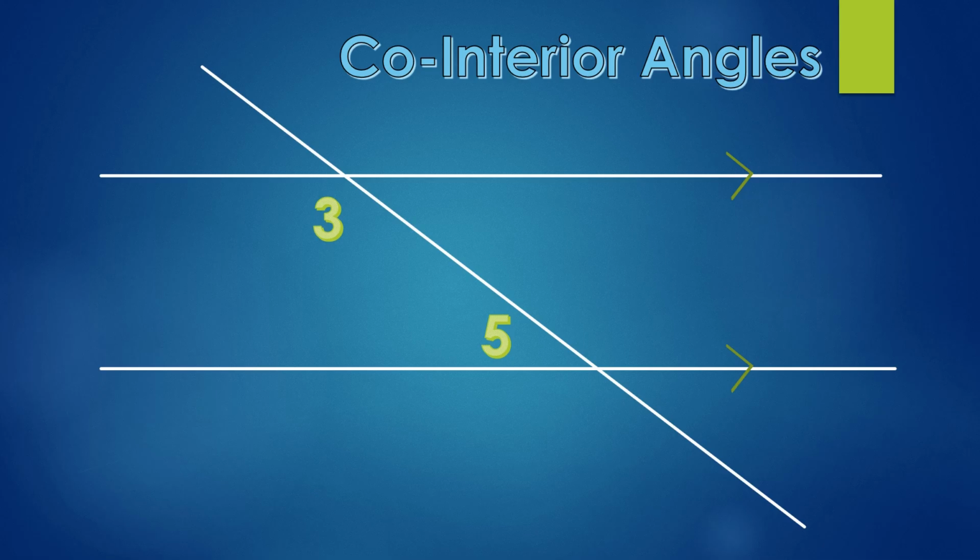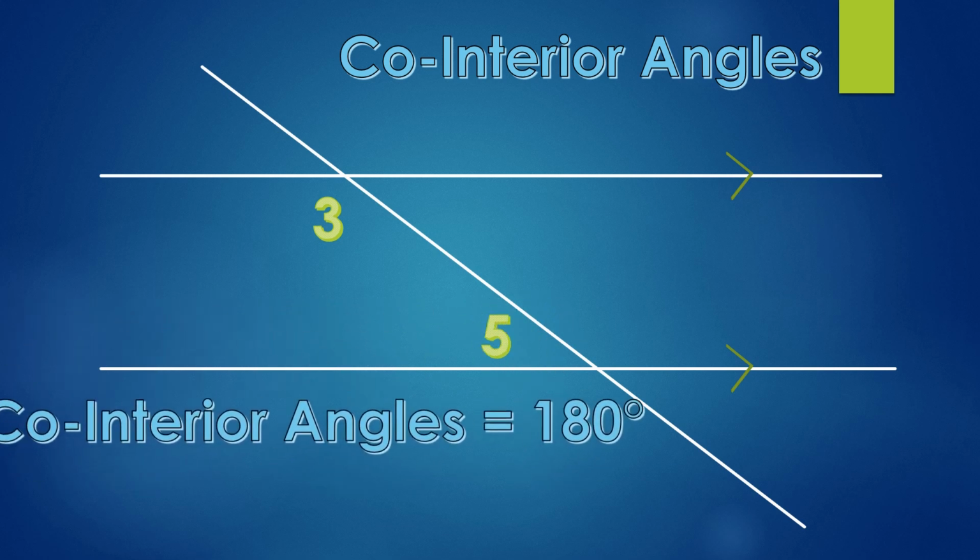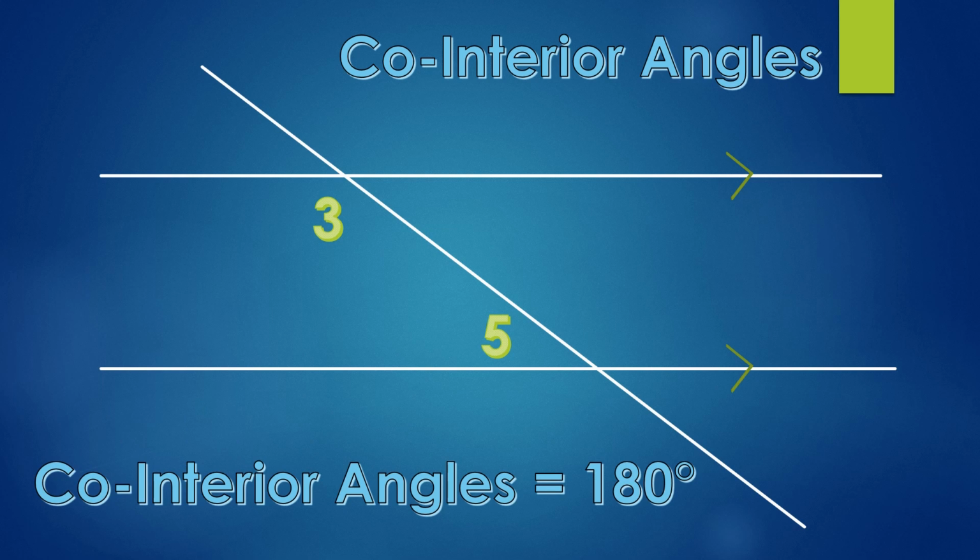Now I know that you've looked at all these other angles and they're all equal. So this should be the same, right? Well, not quite. These two angles will actually add up to 180 degrees. So if I told you that angle 3 was 135 degrees, then angle 5 would have to be 45 degrees so that they add up to 180 degrees.